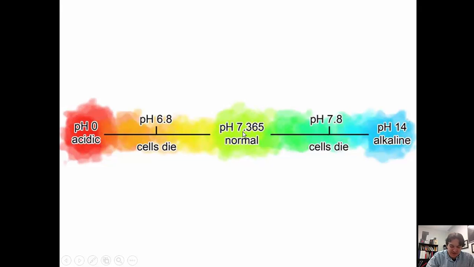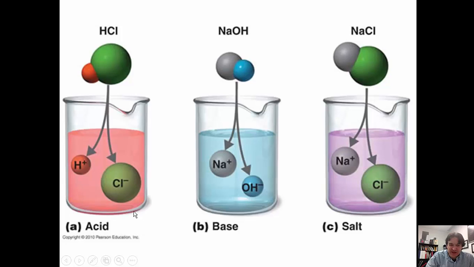So we have proteins that are literally able to absorb these hydrogens if there are too many hydrogens making the blood too acidic, or absorb the bases, the hydroxyls, if there are too many of those making it too basic. So in that way they act as pH regulators.